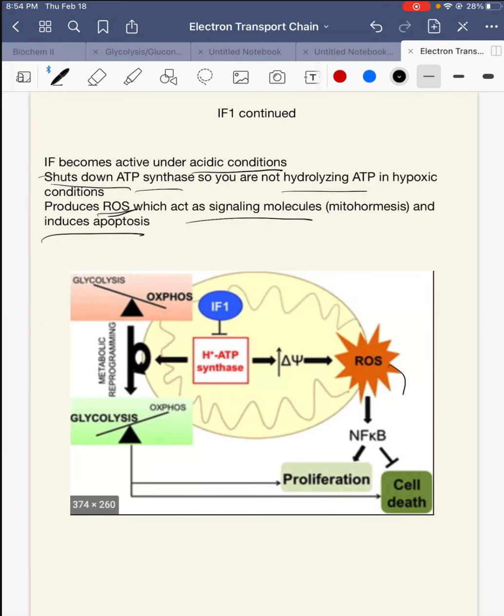So reactive oxygen species activate NF-κB, and then this can induce cell death.